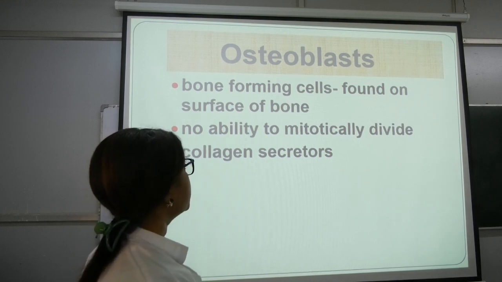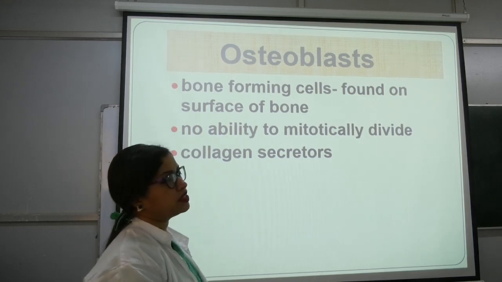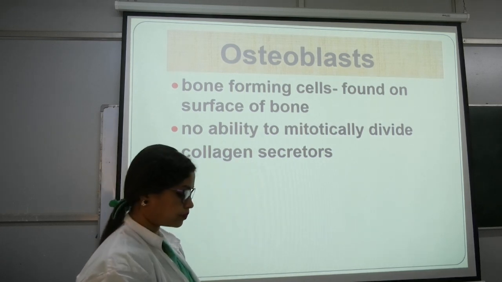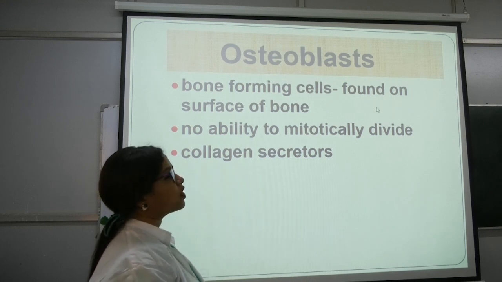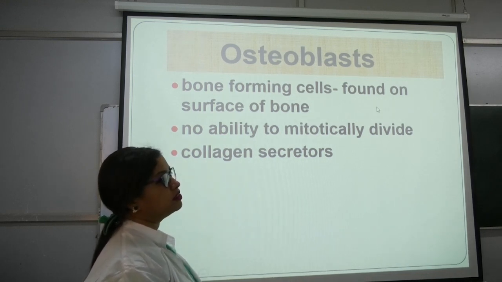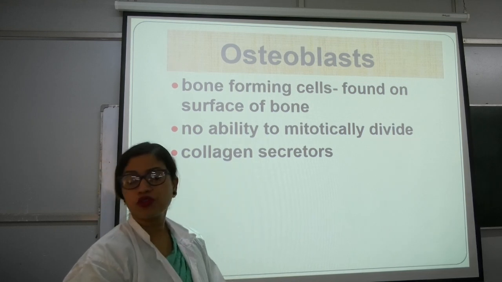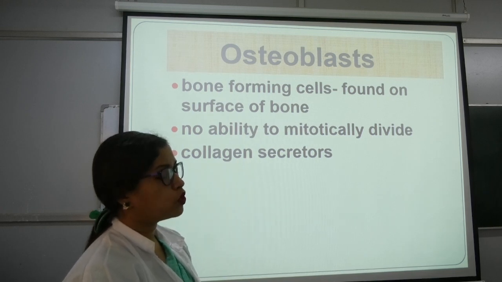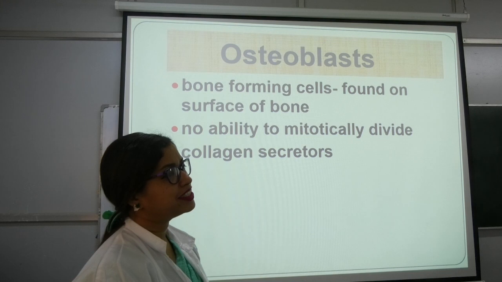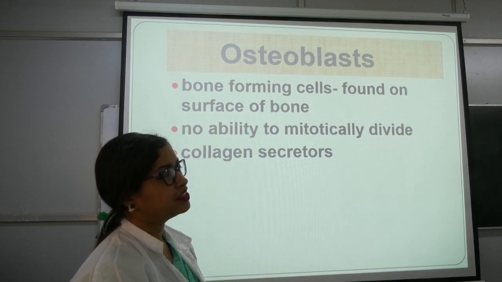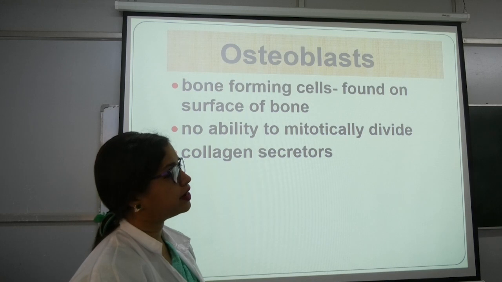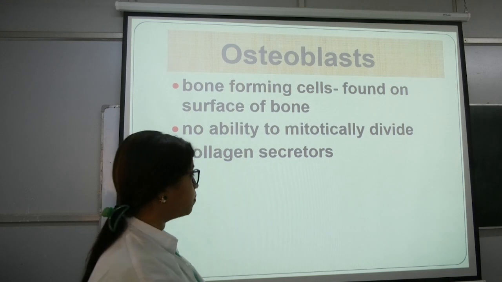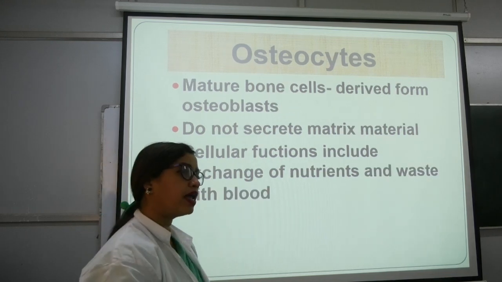Then next, it is also the chief collagen secretor. Collagen means type 1 collagen. Which type of collagen is seen in skin? How many types of collagen are there? 4 types of collagen. In cartilage, which type of collagen? Type 2. Bone is type 1, skin type 4. Blood vessels have another type of collagen.